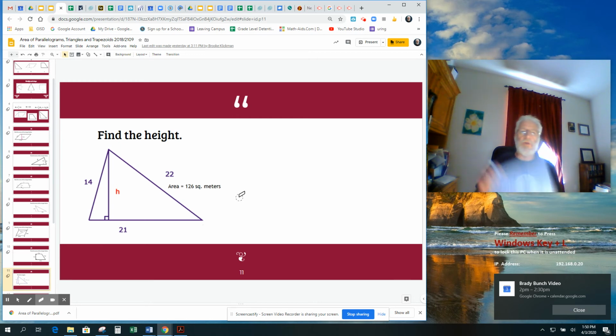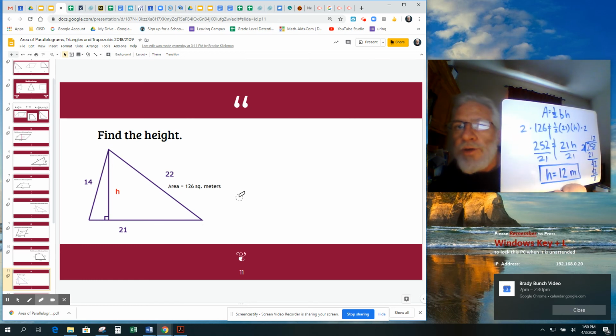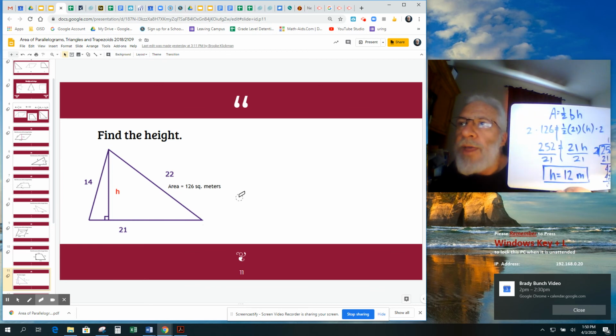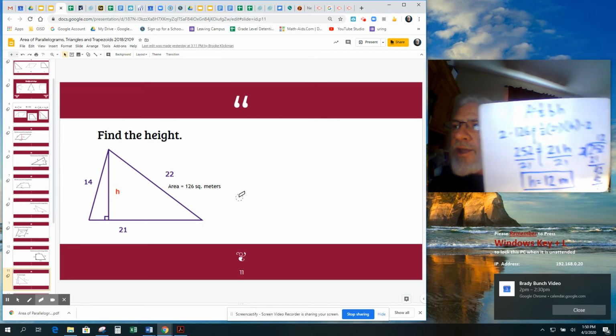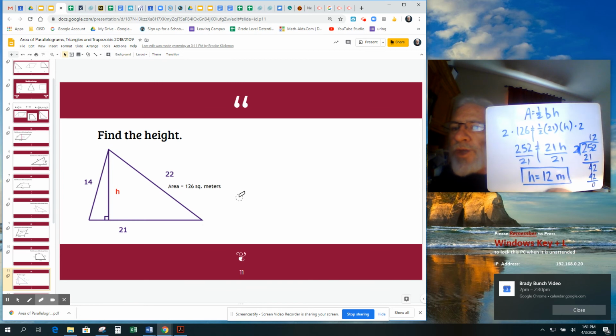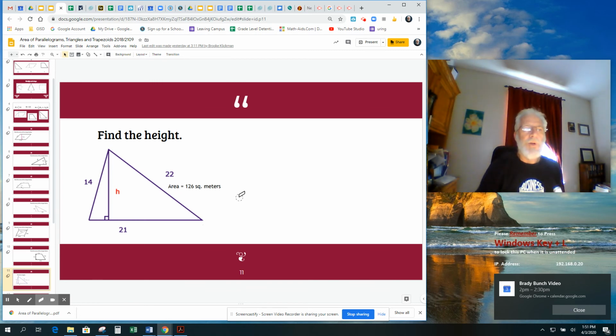Remember, area is square units, and the units are what all of the other measurements are. So here I got it. I have 126 equals 1/2 times 21H. I multiplied both sides by 2, and I got 252 equals 21H. Cut it in half, inverse operation. I did 252 divided by 21, and H equals 12 meters. Okay, let's see, we got one more.